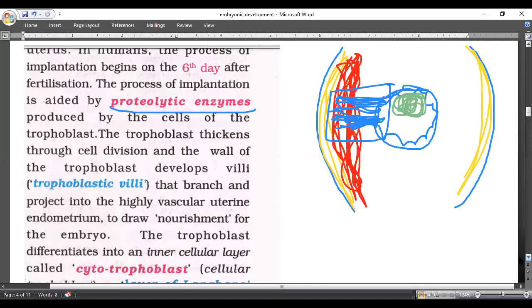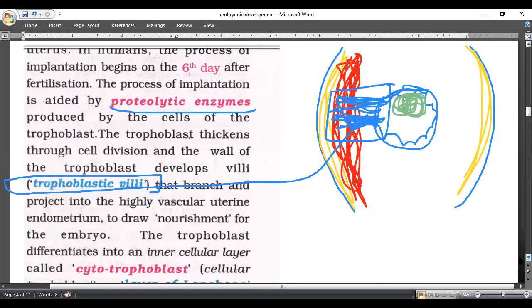produced by the cells of the trophoblast. The trophoblast thickens through cell division, and the wall of the trophoblast develops trophoblastic villi. These are the trophoblastic villi. They branch and project into the highly vascular uterine endometrium. For what? To draw nourishment for the embryo.